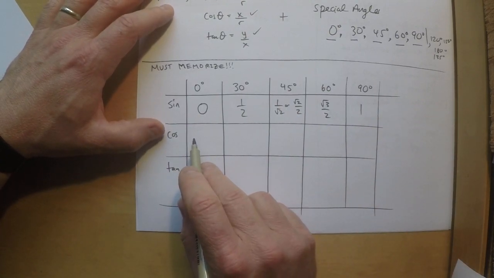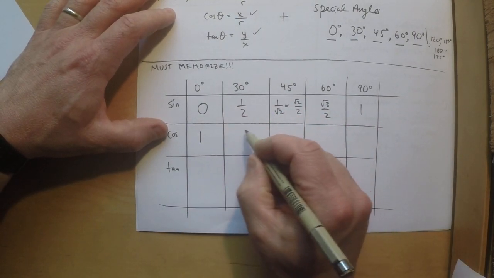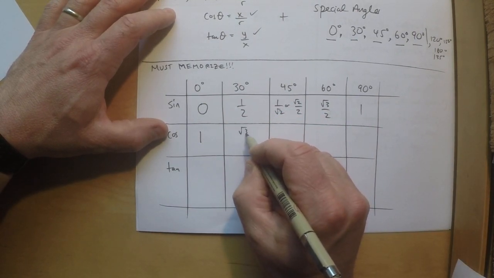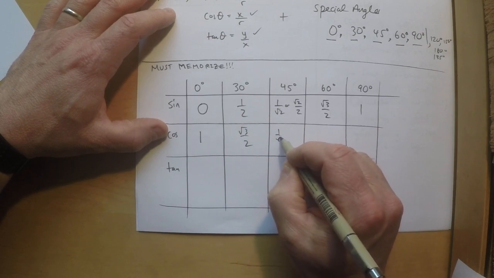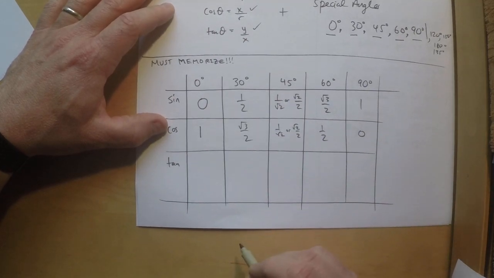Cosine, ironically, if you go the list backwards, it's exactly the list backwards. Cos of 0 is 1. Cos of 30 is root 3 over 2. Cos of 45 is 1 over root 2 or root 2 over 2. Cos of 60 is 1/2 and cos of 90 is 0.